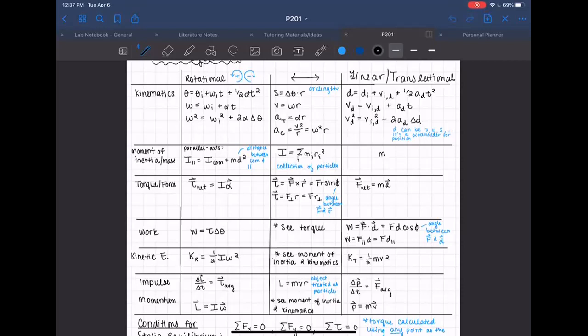On the rotational side, or generally, I'll mention that everything I have in light blue is my own little notes to myself for how to interpret these equations, in case on test day they're not always super clear. The first thing I have next to rotational is the fact that counterclockwise is positive and clockwise is negative.